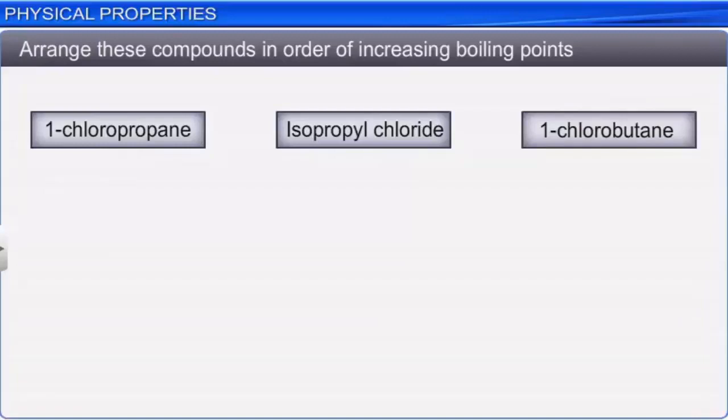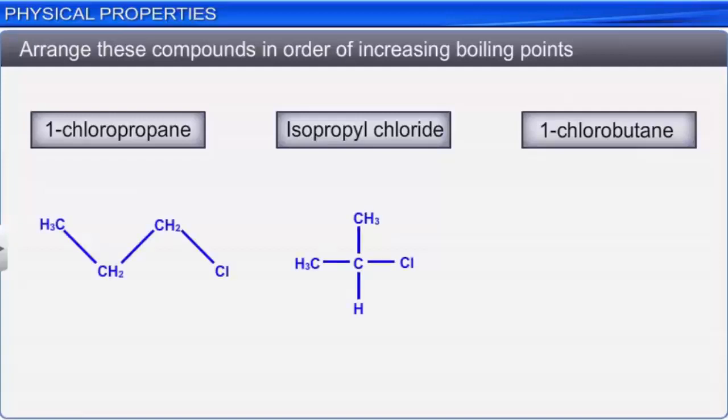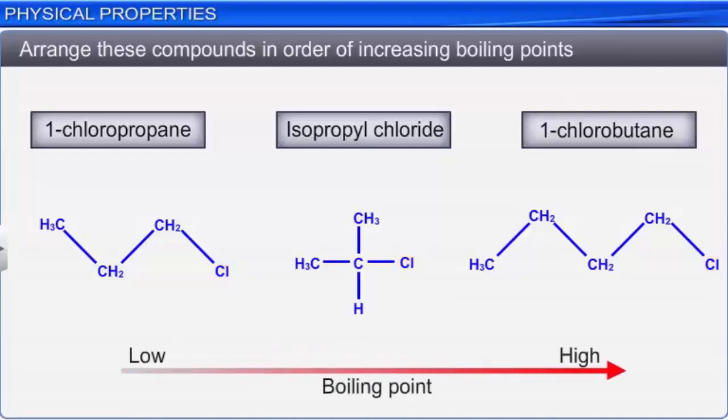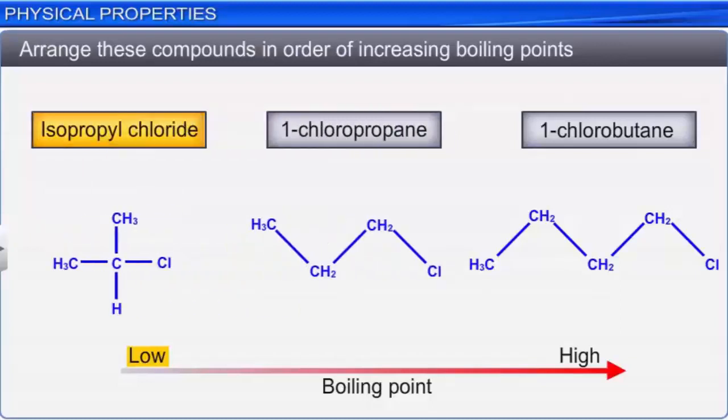Here is a problem for you. Arrange these compounds in increasing order of their boiling points. Let's start by drawing the structure for each compound. All the three structures contain one chlorine atom. Since the boiling point increases with an increase in the number of carbon atoms, we would expect 1-chlorobutane, with its 4 carbon atoms, to have the highest boiling point. The other two compounds have 3 carbon atoms each, but 1-chloropropane is a straight chain, while isopropyl chloride is branched. Branched molecules have lower boiling points. So, isopropyl chloride should have the lowest boiling point. 1-chloropropane is in the middle.